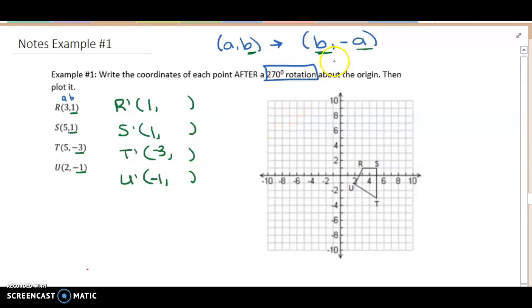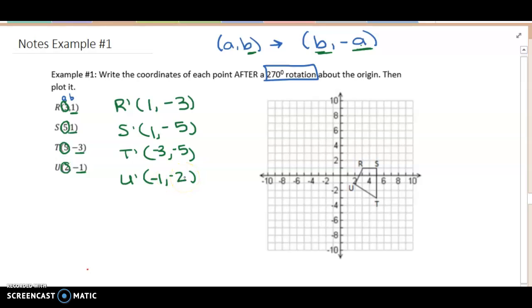So the second coordinate of my primes is the opposite of a. If it's positive, it becomes a negative. If it's negative, it becomes a positive. So negative and then a 3 would just be negative 3. Negative a here would be negative 5. Negative a here would be negative 5. And negative a here would be a negative 2.